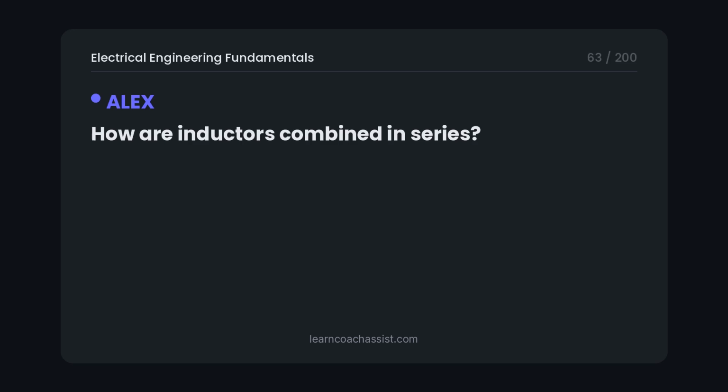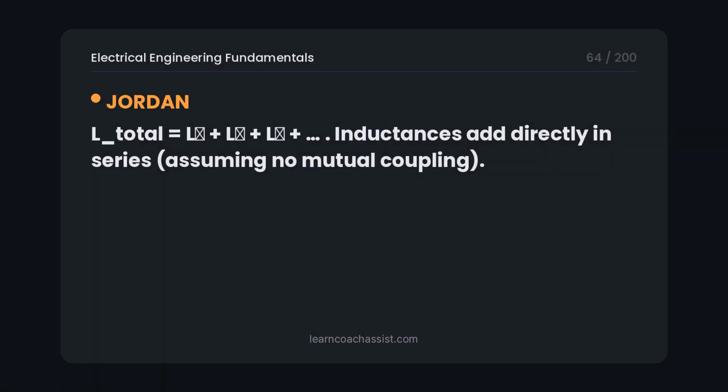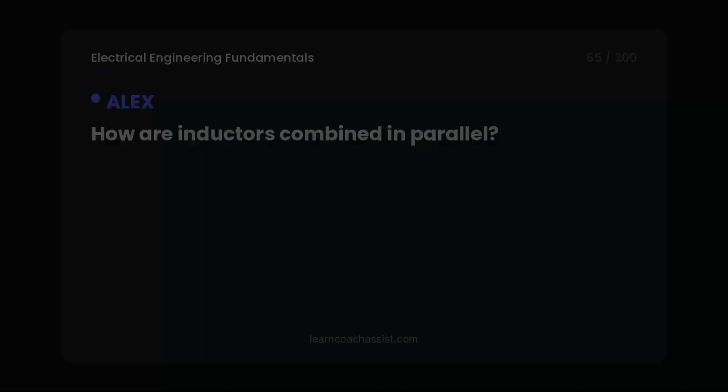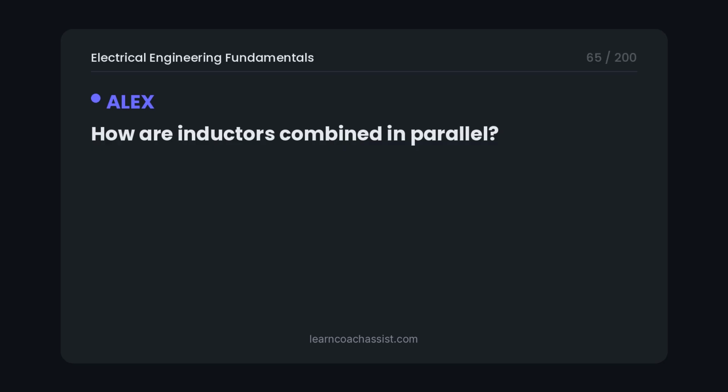How are inductors combined in series? L_total equals L1 plus L2 plus L3 plus so on. Inductances add directly in series, assuming no mutual coupling. How are inductors combined in parallel?